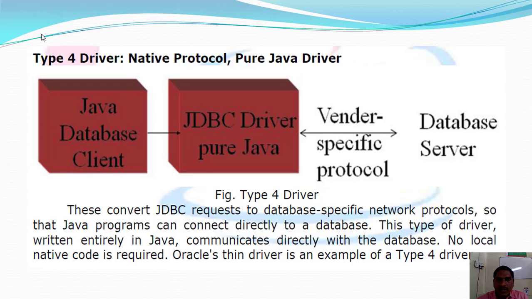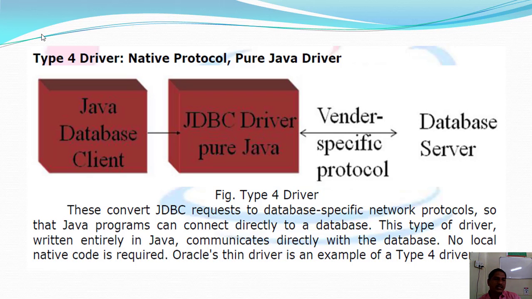Native protocol pure Java driver is called the Type 4 driver. In the Type 4 driver figure, the Java database client communicates with the pure Java JDBC driver, which uses vendor-specific protocols to communicate with the database servers. These convert JDBC requests to database-specific network protocols so that Java programs can connect directly to a database. This type of driver is written entirely in Java and communicates directly with the database.